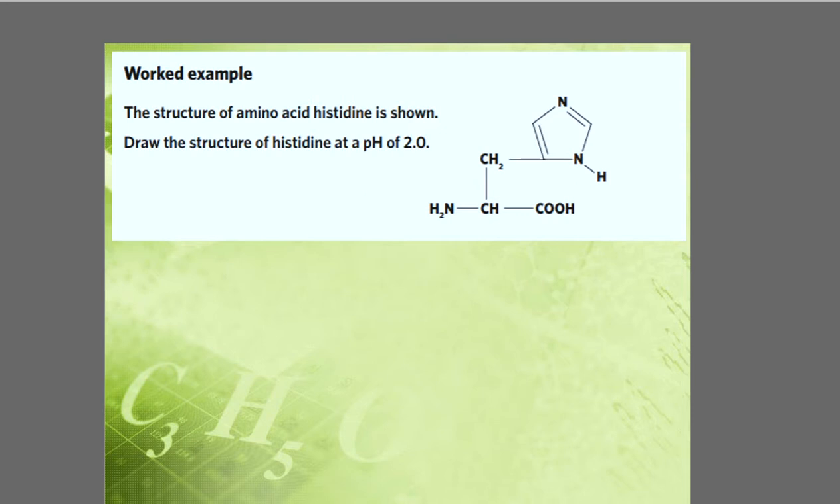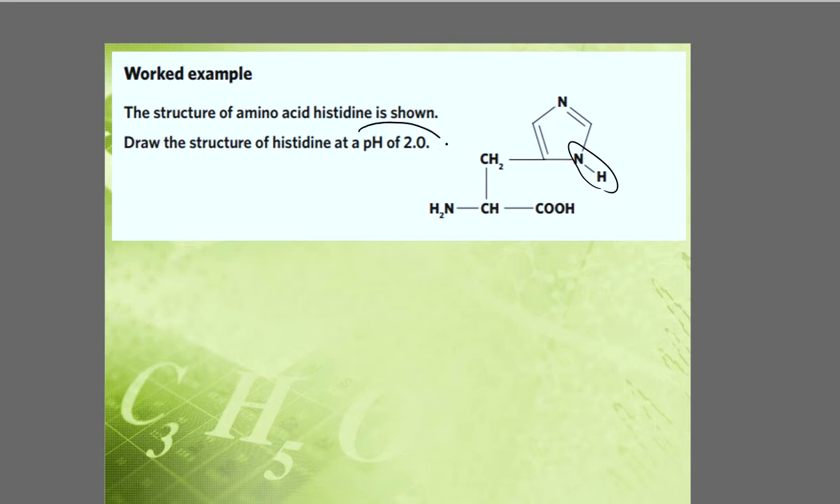But in terms of structure, this is just a cyclic molecule. There's an amino group on the cyclic molecule, you can see there. Or not an amino, an NH group, sorry. Not quite an amino. You've got a cyclic molecule, it's just a slightly different side chain. Question: draw the structure of histidine at a pH of 2.